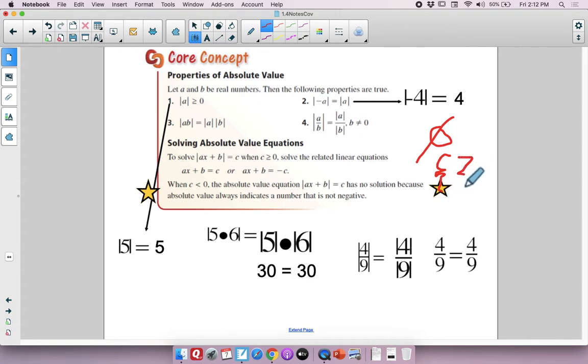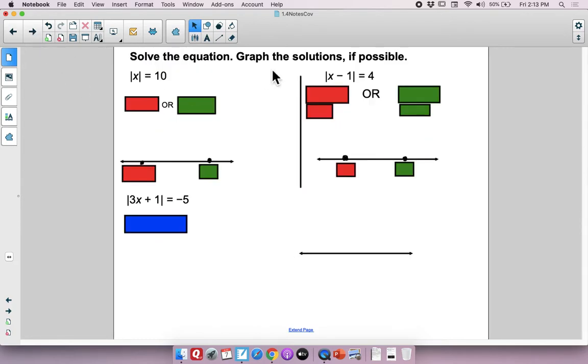That's really hard writing with this pad. Anyway, all right, cool. So those are important. Again, split it and set it equal to the opposite. All right, so let's try some of these. If you feel confident with it, go ahead and try them on your own right now. If not, why don't you watch one or two of them and then try the third one on your own.